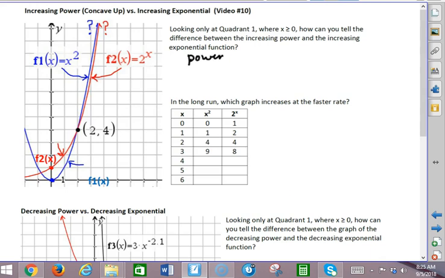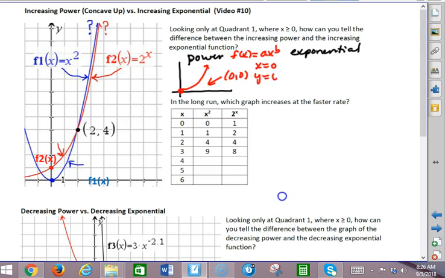There is one major difference that I want to point out that is probably the biggest clue here, the y-intercept. The power function goes through the point 0, 0. Because if I have f of x equals ax to the b and x equals 0, then y is going to equal 0. And that's, of course, for b greater than 0.